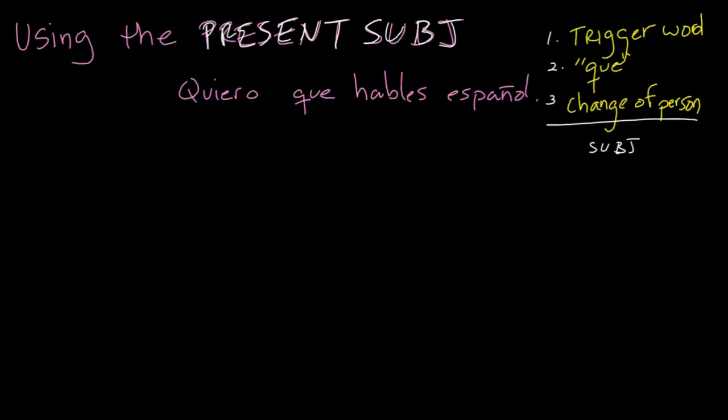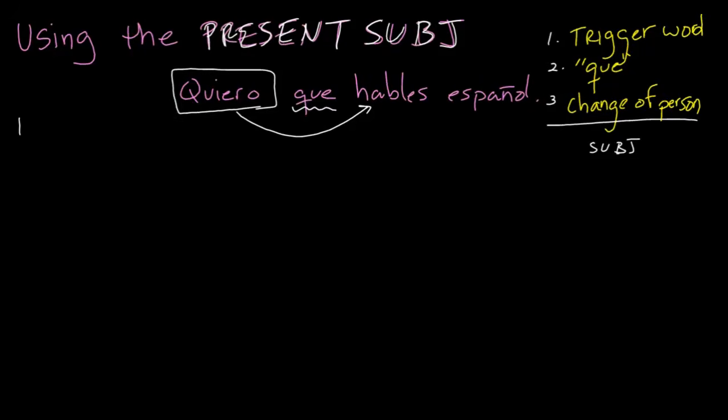Or where does it happen? The trigger word will be to the left of the K. You need a K and a change of person from the one to the other. So for the next few lessons, what we're going to look at are some of our different trigger words.